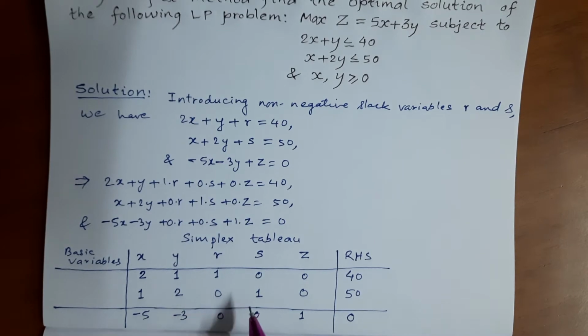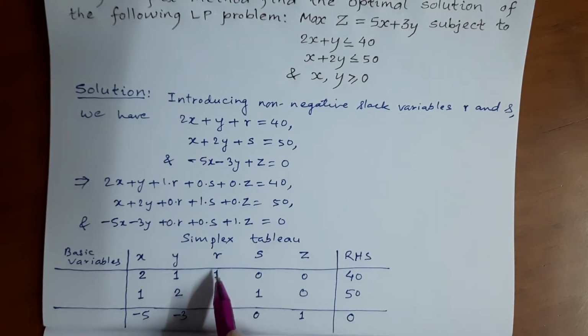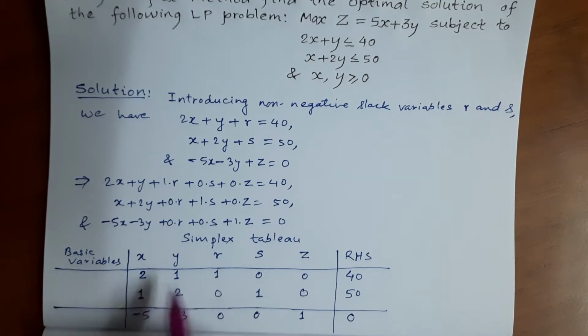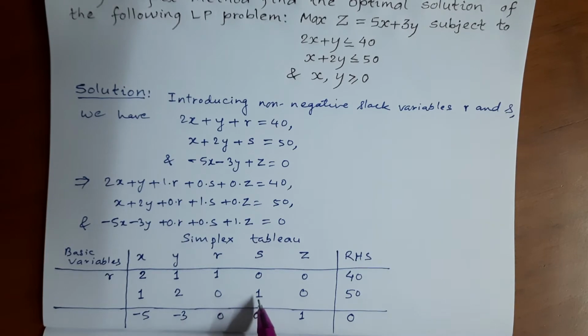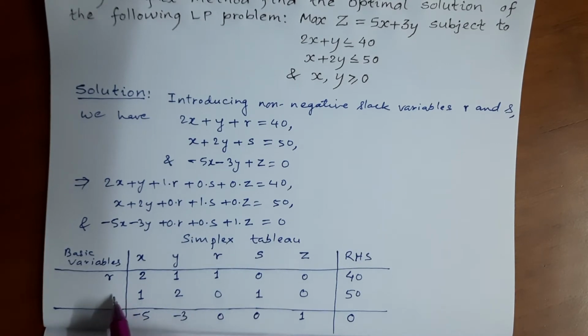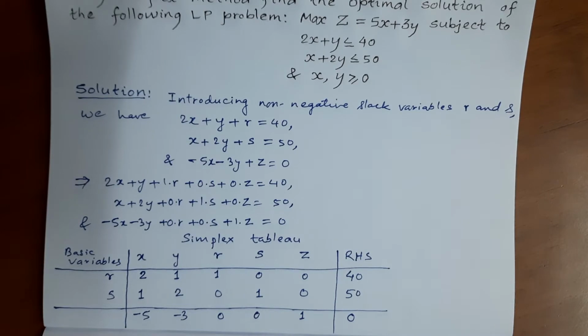And here the r value is 1, the s value is 0, so r is a basic variable. Similarly, the s value is 1 and the other value is 0, so it is a basic variable. Here 1 0 and 0 1, so r and s are the basic variables.